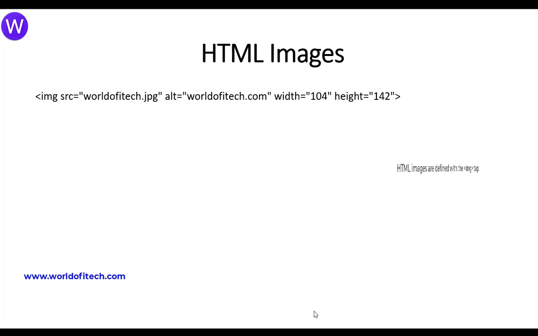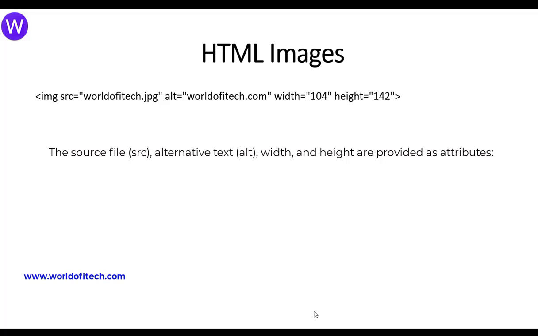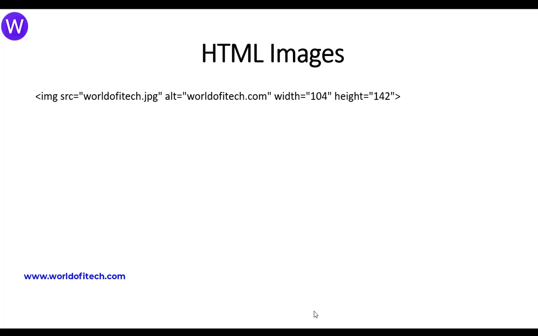HTML images. HTML images are defined with the img tag. The source file src, alternative text alt, width and height are provided as attributes. Example: img src Worldofitech.jpg, alt worldofitech.com, width 104, height 142.